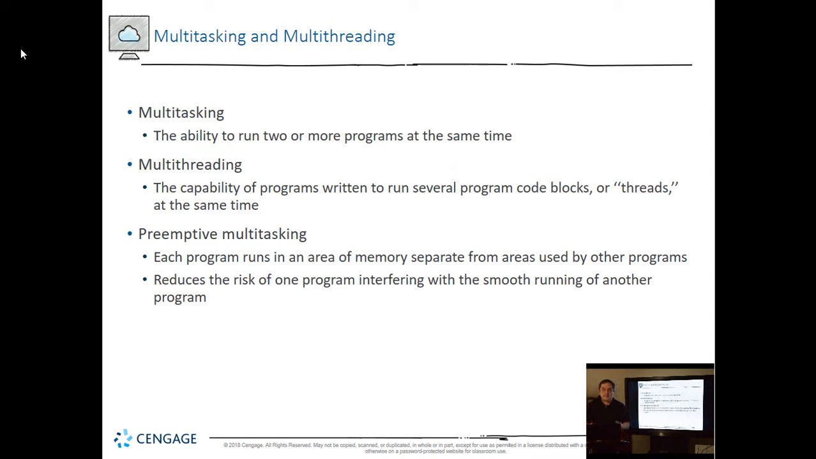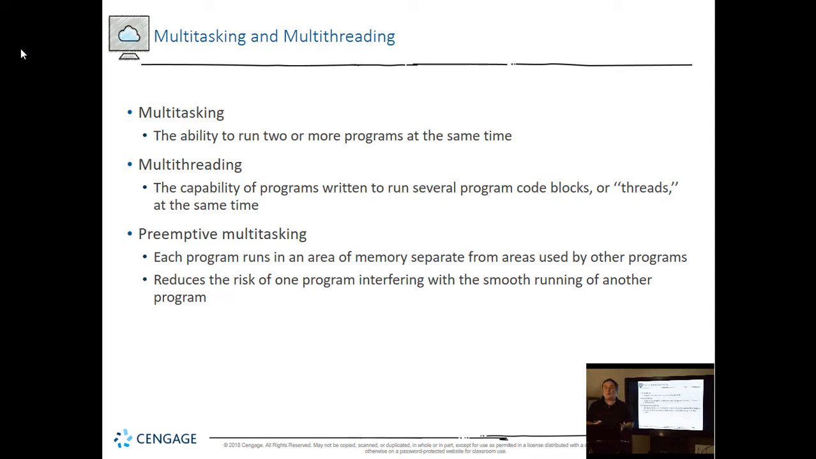So let's take a look at multitasking and multithreading. Multitasking is the ability to run two or more programs at the same time. Server 2016, of course, can do that. Multithreading is a little bit different, and this is where we get into some of these quiz questions, so just pay attention to these kinds of things. Multithreading is the capability of programs written to run several program code blocks or threads at the same time. So these two are a little bit different from each other, but they are distinct, and you should see the difference. One is several program code blocks or threads. That's why we call it multithreading. And the other is the ability to run an entire program.